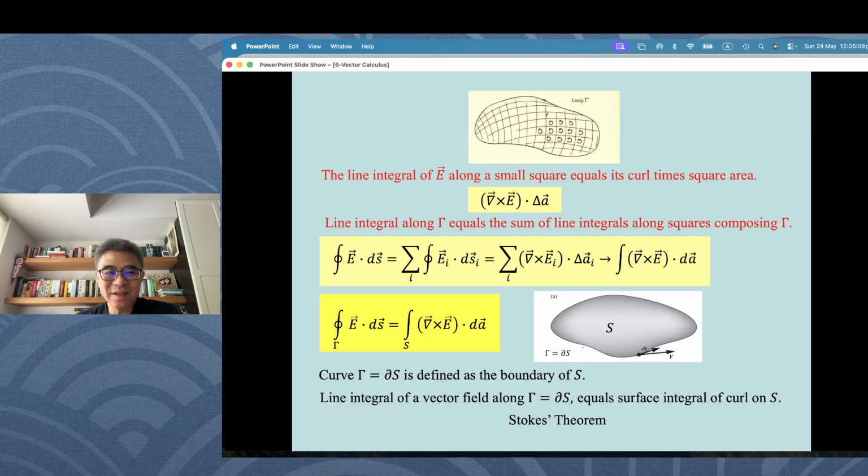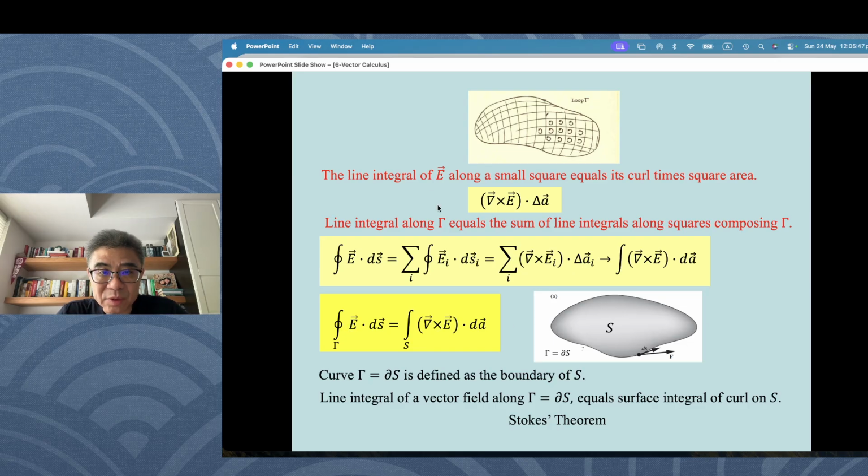Maybe I could write down the final formula so that you can better understand the logic here. Here I have a curved surface, we call it S. And then there is a boundary, we call it gamma. Mathematicians like to write this in this expression: gamma is equal to del S. And this del S means the boundary of the surface S. Okay, so if you take the line integral of the electric field along the boundary, we call it gamma here.